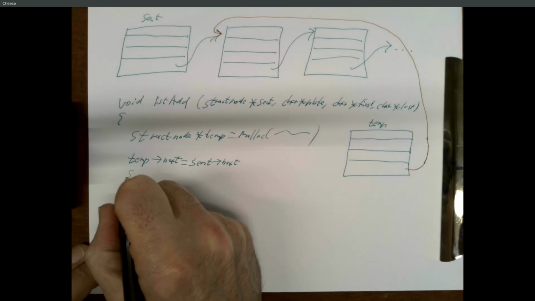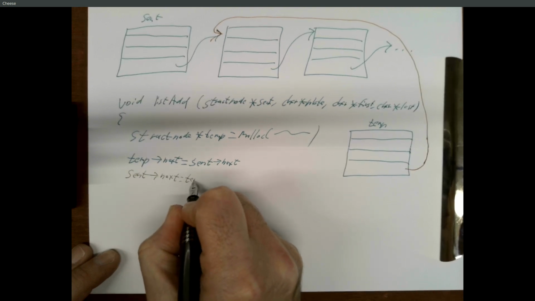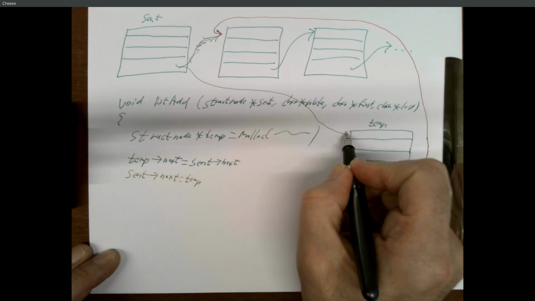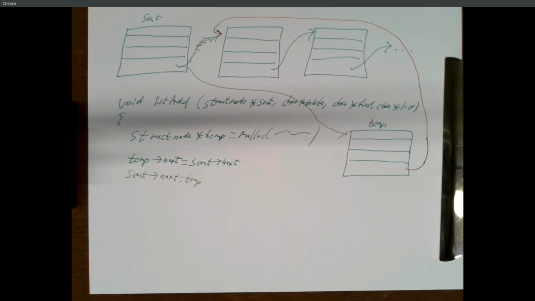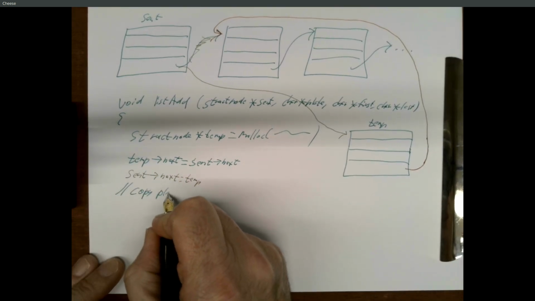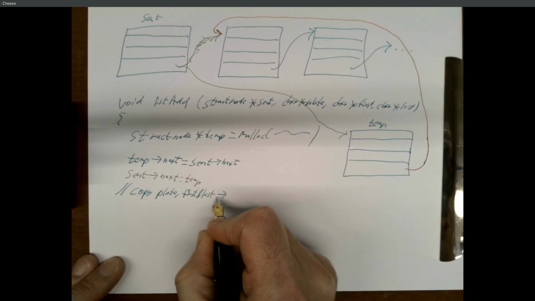And then sentinel next equals temp. That's going to change sentinel, so instead of pointing where it was, it points to temp. Bingo, we've inserted it into the beginning of the list. So temp's the first node of the list, it points to the old first node, points to the old second node, and so on. Okay, here's the slightly tricky part. Copy plate, first and last, into temp.